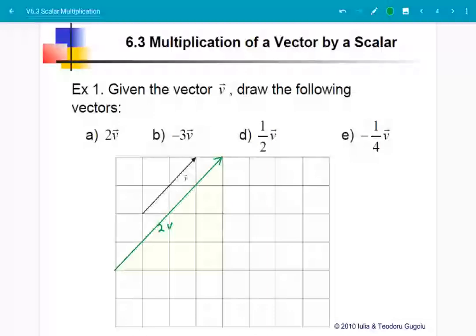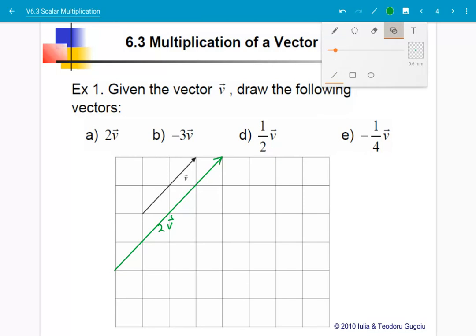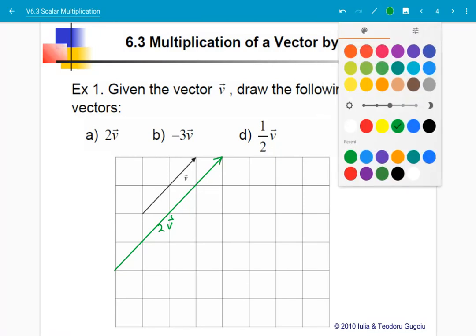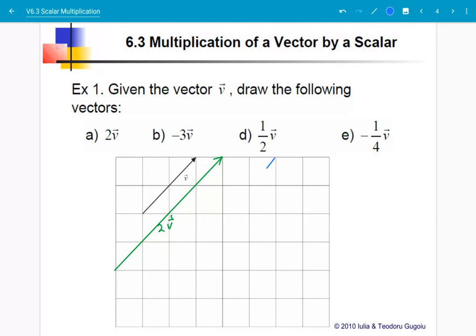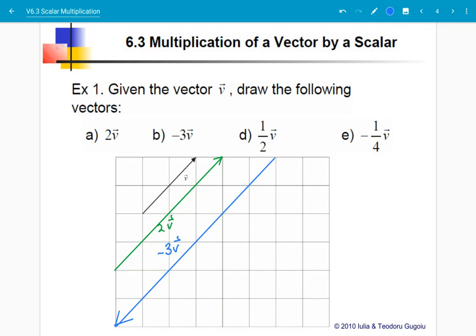It's 2v. Negative 3v is 3 times as long, but it's negative, so it has to be in the opposite direction. So 2 diagonals, 3, 4, 5, and 6. Right, so 6 diagonals worth of length, I guess you could think of it as. Negative 3v. 1/2 of v. So like that. Negative 1/4. Even shorter, the opposite direction, negative 1/4 v. That's example 1.